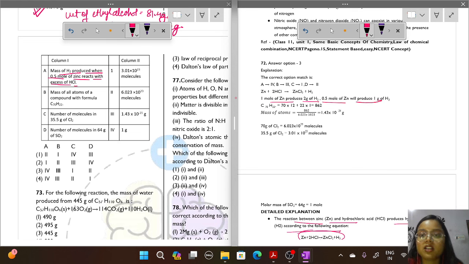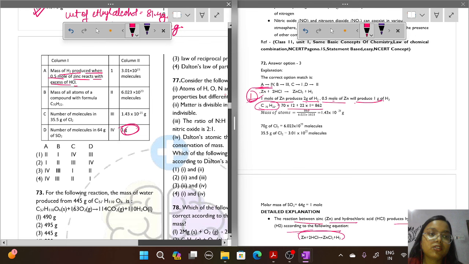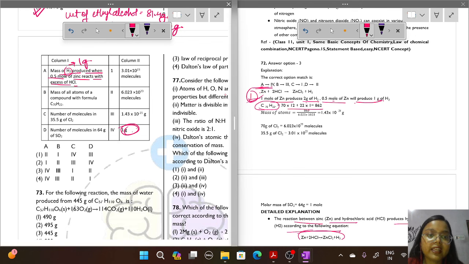gram of hydrogen, which means that C70H22, this one is for the first. 1 mole of zinc produces 2 gram of hydrogen and 0.5 mole of zinc will produce 1 gram of hydrogen, which means that for question A, option 4 will be the correct option. Mass of hydrogen will be 1 gram. So for A it will be 4.